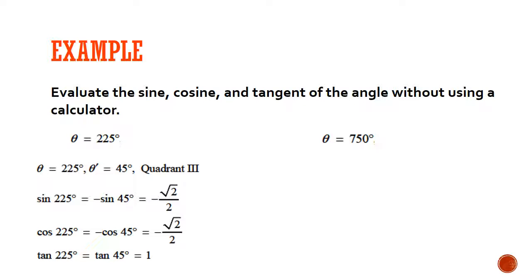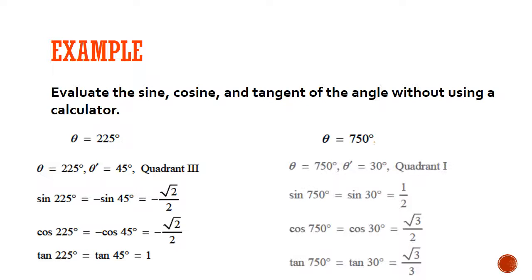Sorry about that. I think I let that go a little quick. But anyway, the reference angle for 225 is 45 degrees. It is in quadrant 3. That is important because you need to know what signs to place on everything, and you see there the final answers. And then for 750, we have a reference angle of 30. It is in quadrant 1, and you see the sine, cosine, and tangent.